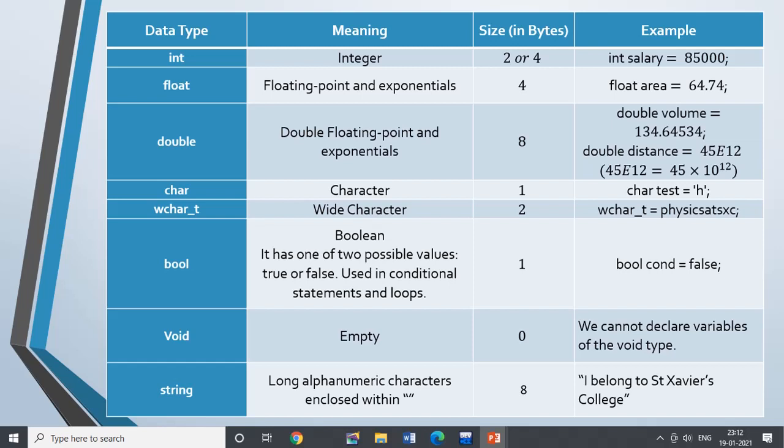Another data type is Boolean. I have already said Boolean has only two possible values, that is true or false, or yes or no. So Booleans are used in conditional statements and loops to take logical decisions, and the way it is written is bool condition = false. It has only 1 byte size.